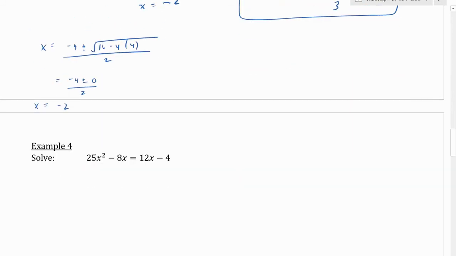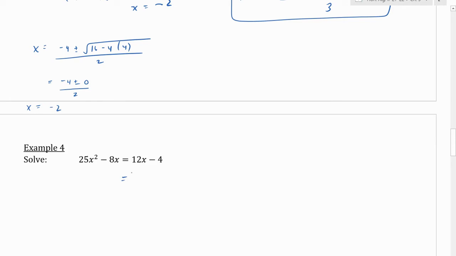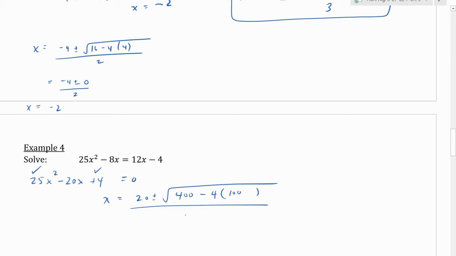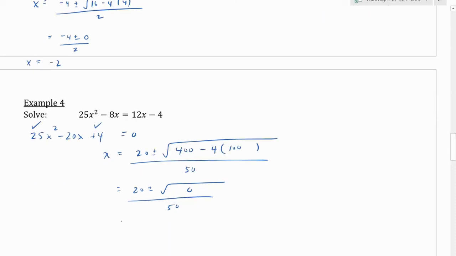Okay. This one, you got to get it set equal to 0. It's just like factoring. You want it set equal to 0. So I've got 25x squared minus 20x plus 4 equals 0. Okay. So x is equal to negative b, so 20, plus or minus the square root of b squared. Negative 20 squared is 400, minus 4ac. 25 times 4 is 100. All over 2a. So 2 times 25. 400 minus 400 is 0. I'm going to get 20 over 50, which is 2/5.